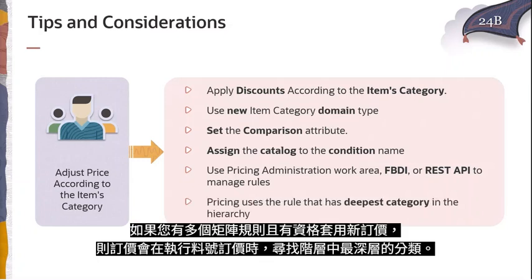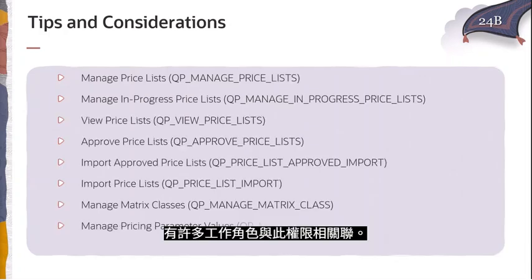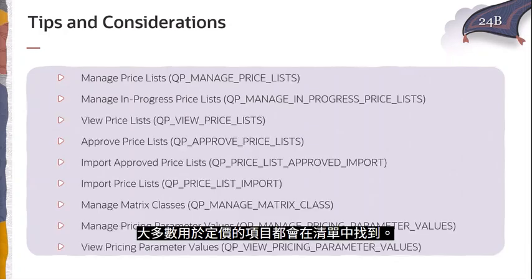If you have more than one metrics rule and it's eligible to apply the new pricing, then the pricing will look to the deepest category in the hierarchy when it does the pricing for the items. There are many job roles associated to this privilege. Most of the ones for pricing, you'll find them on the list. Please take time to watch the applied discount item category. There's a little more detail on that one and some examples.